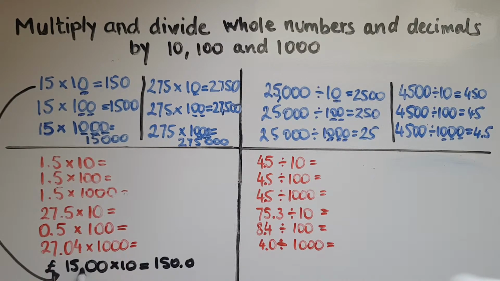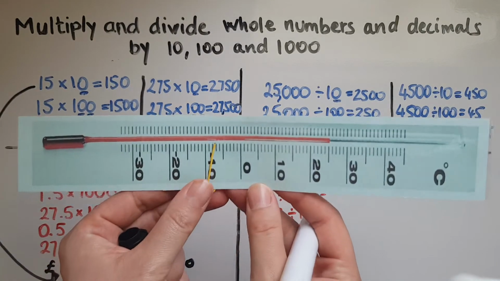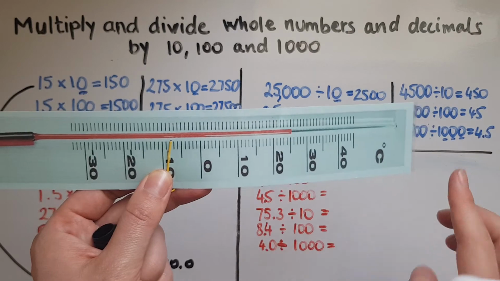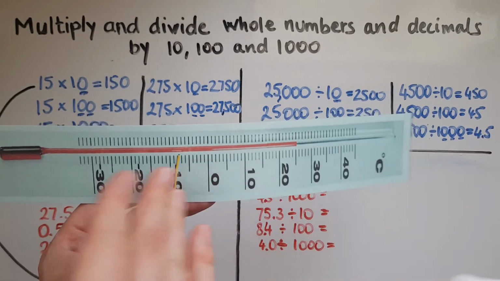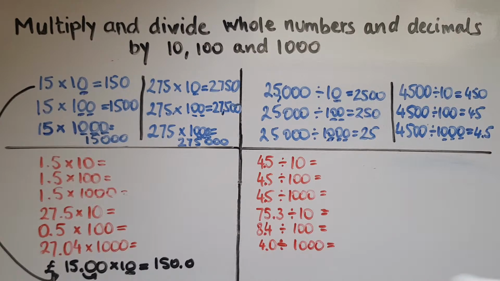So this decimal point here has moved one place to the right, which is the positive direction in number lines or thermometers, if you recall. So there is 0, here are the positive numbers, and there are the negative numbers. So this is what's happened to 15.00 times 10 gives us 150.